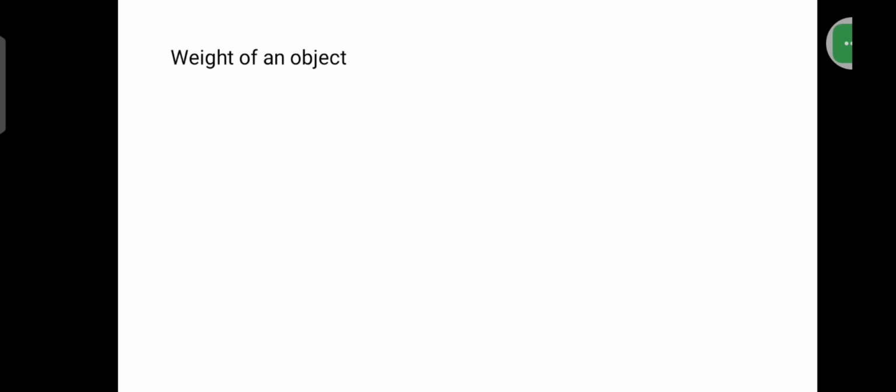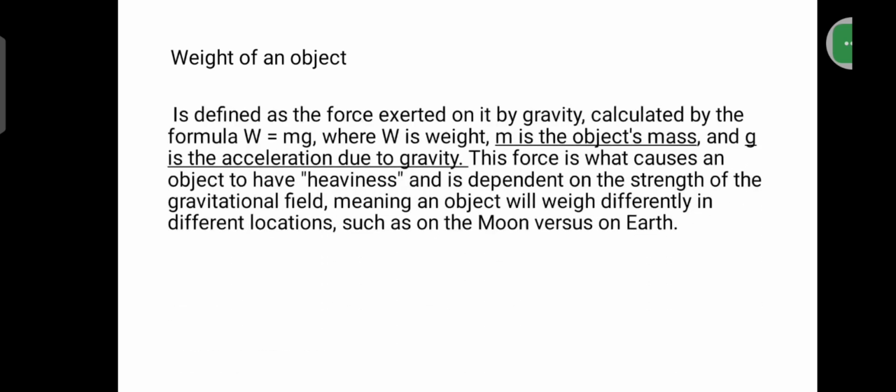The weight of an object is defined as the force exerted on it by gravity, calculated by the formula W equals m times g, where W is weight, m is the object's mass, and g is the acceleration due to gravity. This force is what causes an object to have heaviness, and it depends on the strength of the gravitational field, meaning an object will weigh differently in different locations, such as on the moon versus on Earth.